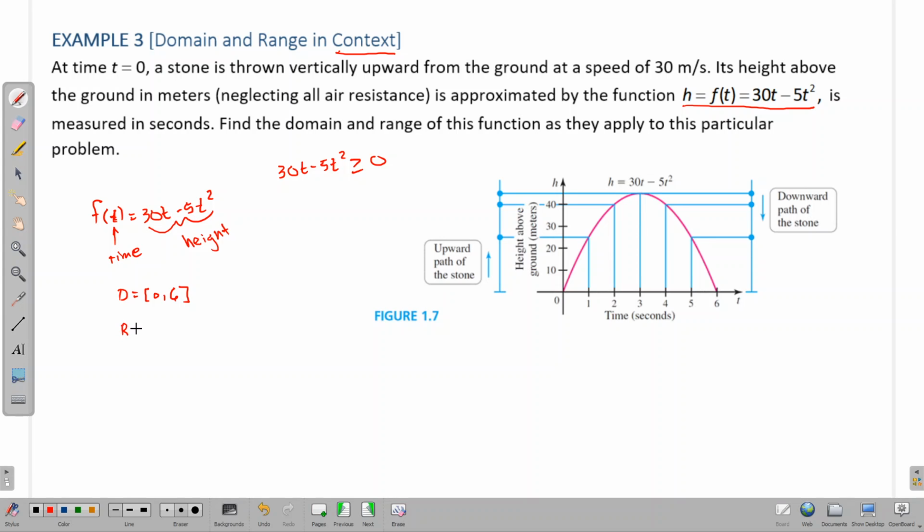Okay, and then for the range, we can also see that from the graph. Remember, range values are heights here. Well, the initial height is 0, and the height goes all the way up to this point here. Now we can find that point by just evaluating h of 3, which is 30 times 3 minus 5 times 3 squared, which gives you 90 minus 9 times 5, which is 45. 90 minus 45 is 45 again. So 45 is the maximum height of that function. So our range, the heights go from 0 up to 45.